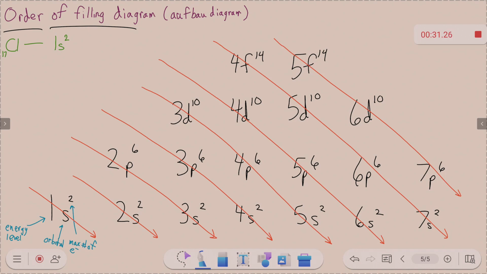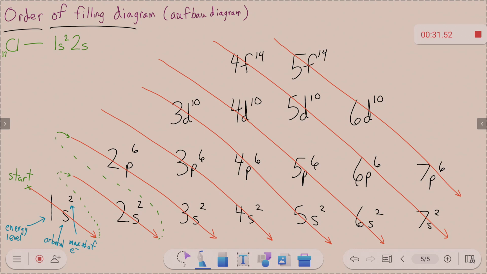So you notice I started here, and then you go from the head of one arrow to the tail of the next. Don't actually dash this in because then that gets pretty confusing. After your first couple of times of using the Aufbau diagram, you get pretty comfortable using those. So 1s2, now we can go to 2s.